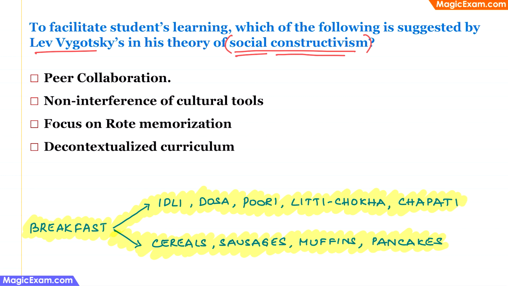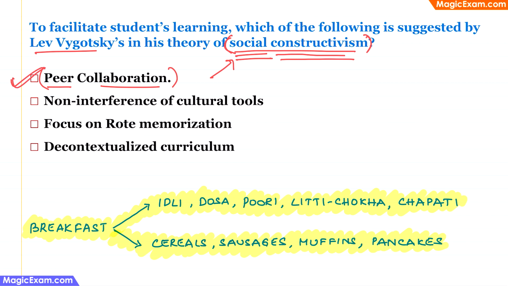So first, there is social interaction. Information is gathered during these interactions, and then that information is used by the child to construct knowledge in his or her brain. So that is the simplest explanation of social constructivism. Now, to facilitate instruction through social constructivism, which of the following is suggested? Now, the first is peer collaboration. So when peer collaboration happens, the child is interacting with peers, that is other children of his or her own age. Therefore, this is very, very important, because this is a very important part of social interactions. Therefore, this is suggested by Lev Vygotsky in his theory.